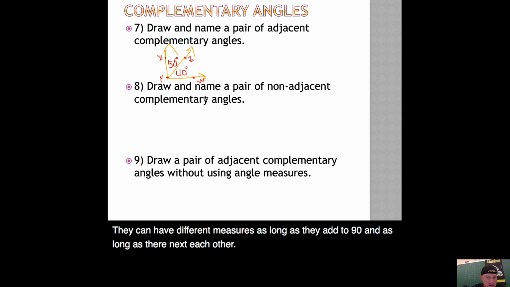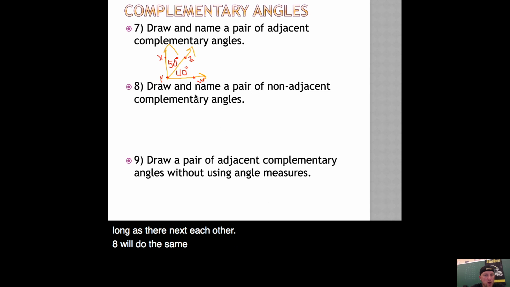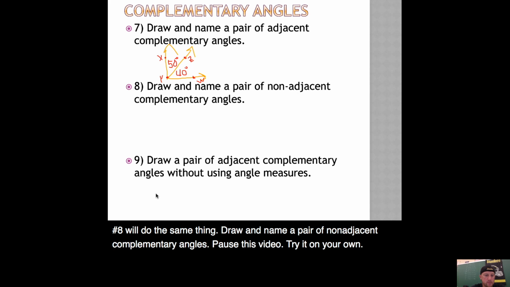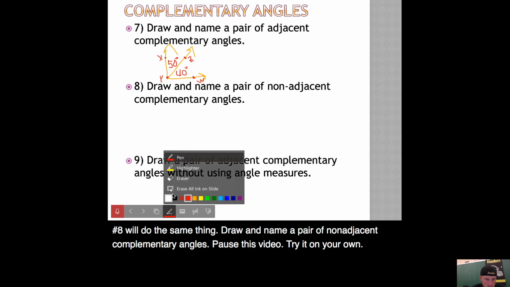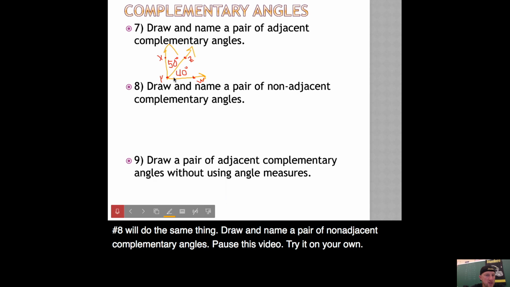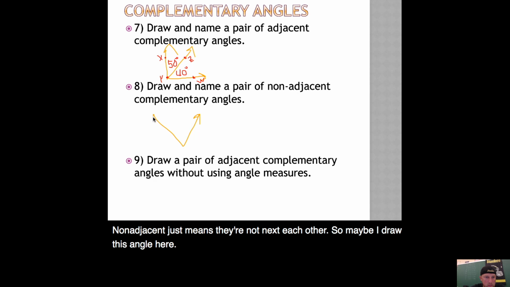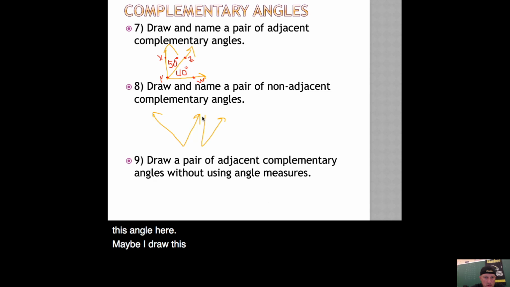Okay, number 8, we'll do the same thing. Draw and name a pair of non-adjacent complementary angles. Pause this video, try it on your own. Non-adjacent just means they're not next to each other. So maybe I draw this angle here. Maybe I draw this angle here. They're non-adjacent.